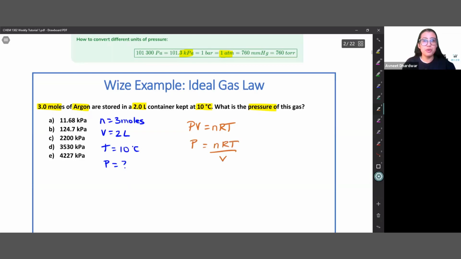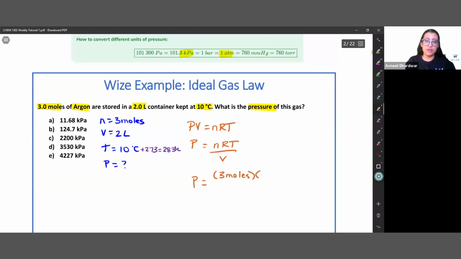Okay, now before you plug in, always just quickly double check to make sure your units all look good. So moles is fine, volume in liters, great. The temperature should be in Kelvin. So we want to add 273, and that's going to get us 283 Kelvin. Okay, and then we're solving for pressure. So now we're just going to go ahead and plug those in.